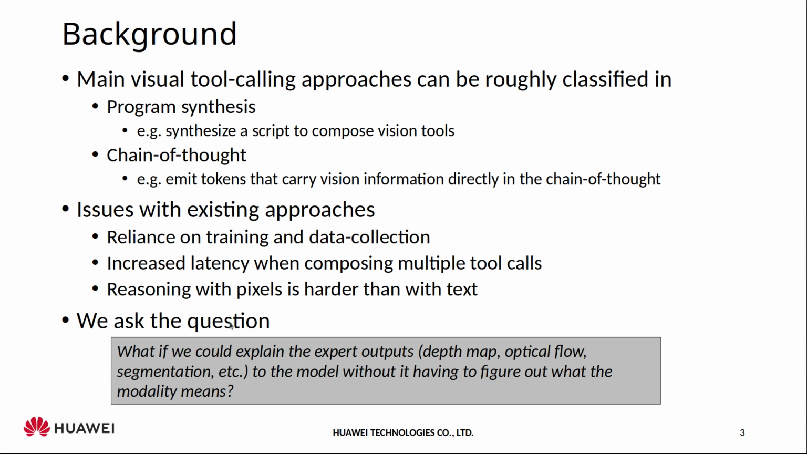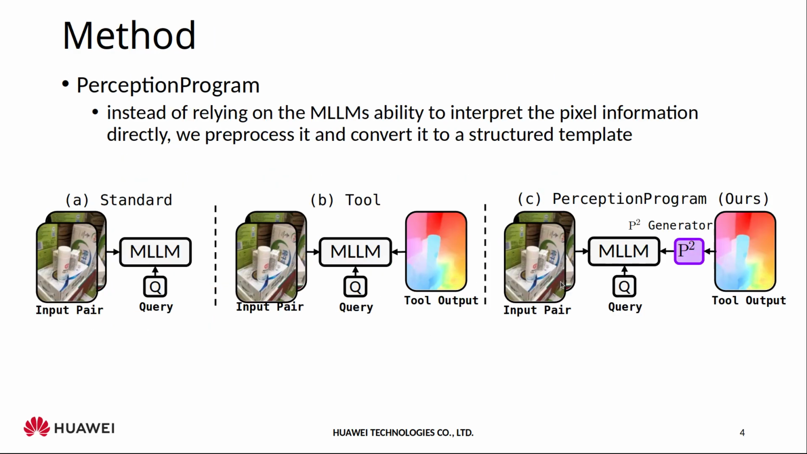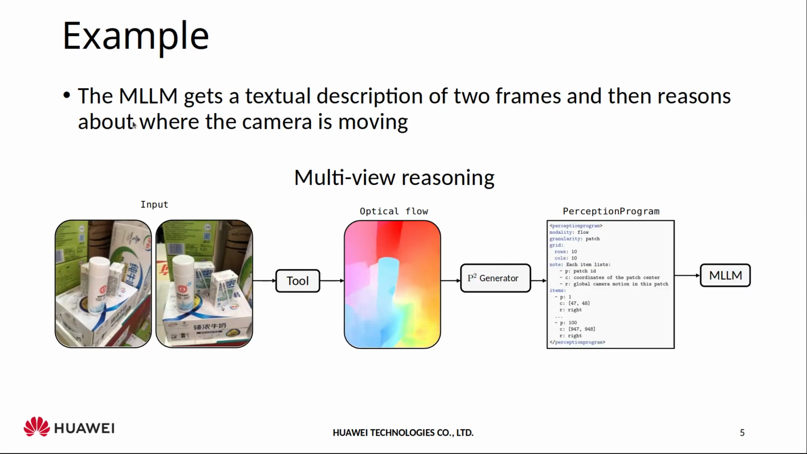In the paper, we ask this question: what if instead of relying on the model to figure out what the pixels mean, we explain it to it in a structured textual format? In perception programs, we do exactly that. In a standard VQA setting, the model gets a query and an input pair. In a tool augmented setting, it gets a query, an input pair, and a tool, often in visual format. And in our perception program, we take this tool and we pre-process it before feeding to the model. The LLM gets a textual description.